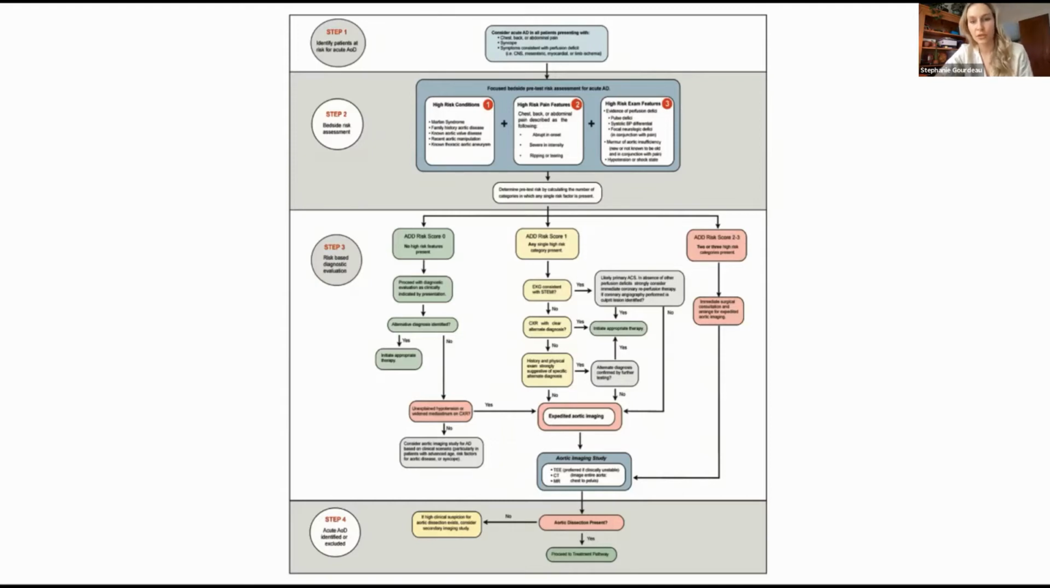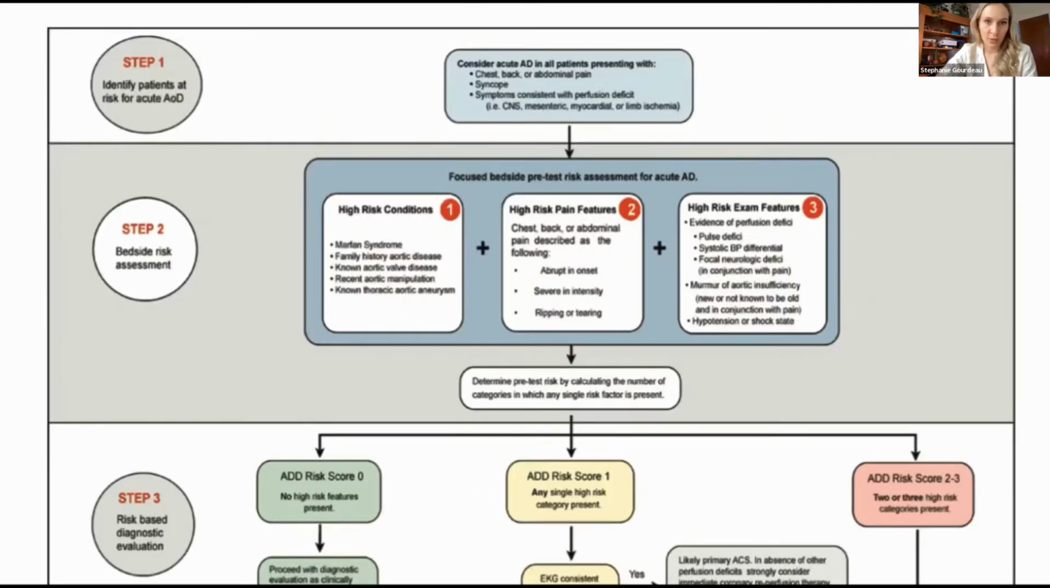And finally, in the third step of the proposed algorithm, they suggested risk-based diagnostic evaluations based on the patient's score. For example, if the patient had scored 0, the diagnostic evaluation that was proposed was a chest X-ray. And in step 4, acute aortic dissection was either identified or excluded. So here's just a bit of a zoom on the ADDRS.